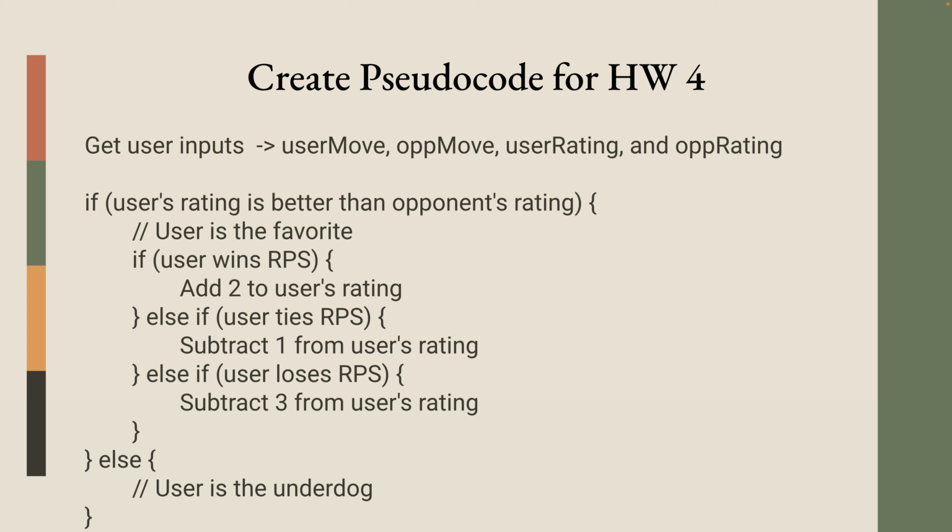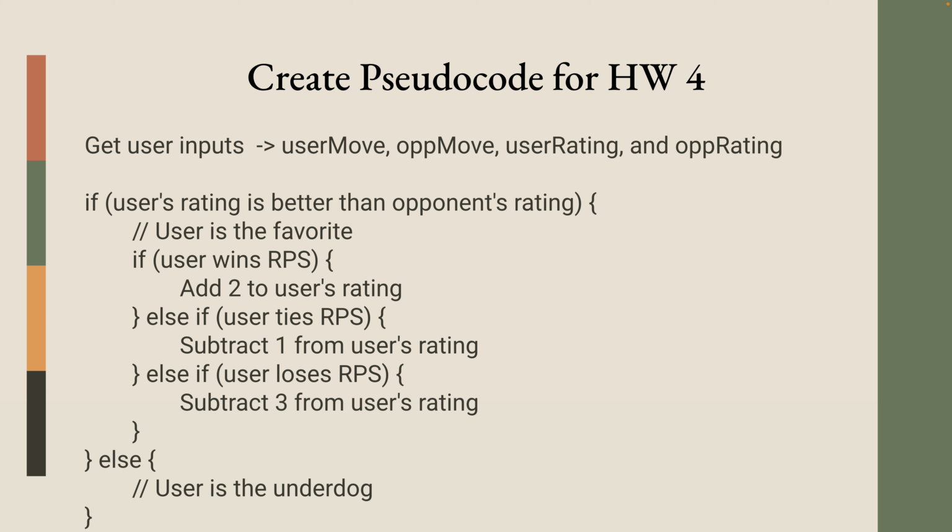And looking at students' code, people get that. They ask for the user move, the opponent move, the user rating, and the opponent rating. People really understand that part. But then people are getting very confused in this if-else statement. So let's step through, and if anything is unclear, please let me know so we can try to address it and so you can do the homework.